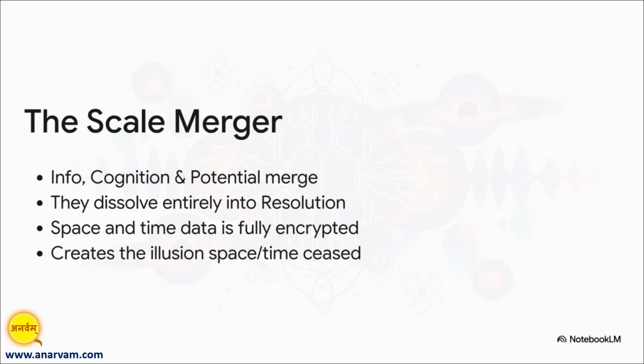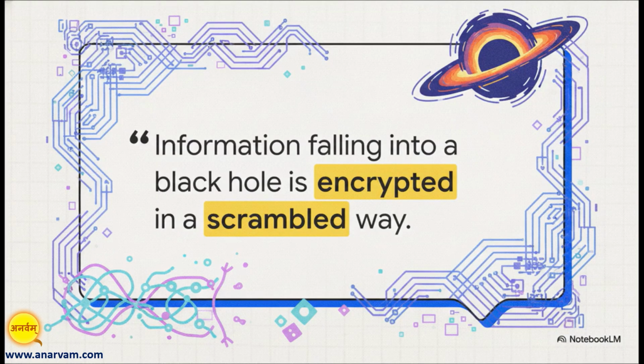completely ceased to exist. And this absolute encryption of our subatomic software perfectly explains Stephen Hawking's famous information paradox. As Hawking pointed out, the information about anything falling into a black hole is encrypted in a heavily scrambled way. Think about that word, scrambled. It proves the space-time data isn't permanently lost to the void at all. It's just safely scrambled and tucked away into pure resolution.